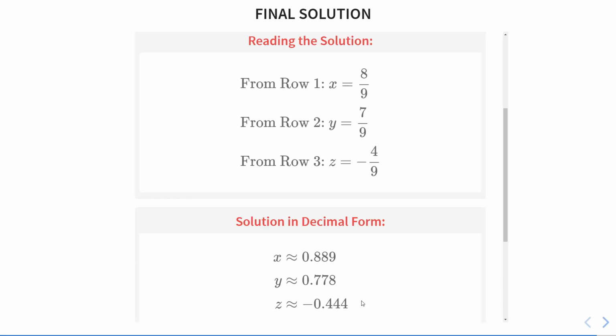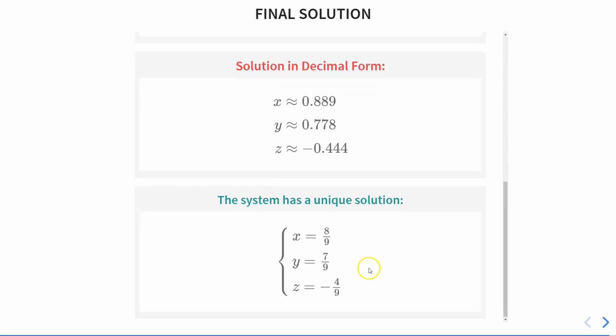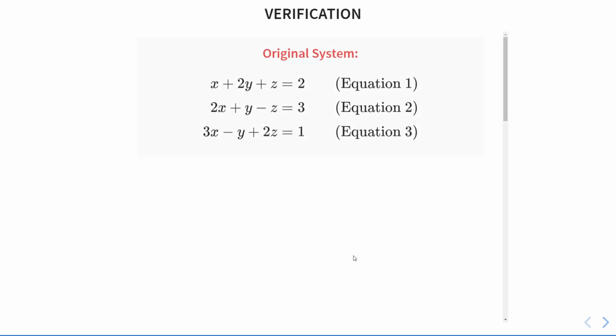Now after getting those values, I have to check whether they are correct or not. The system has a unique solution, that is x equal to 8/9, y equal to 7/9, z equal to -4/9. Now I have to verify that. For verification, the original system of equations is x plus 2y plus z equals 2, 2x plus y minus z equals 3, and 3x minus y plus 2z equals 1. Now I have the x, y and z values, and I will plug them in to check whether left equals right. If I get left equal to right, then the solution I got is correct.